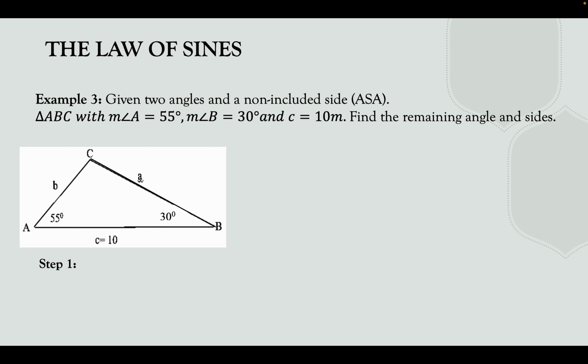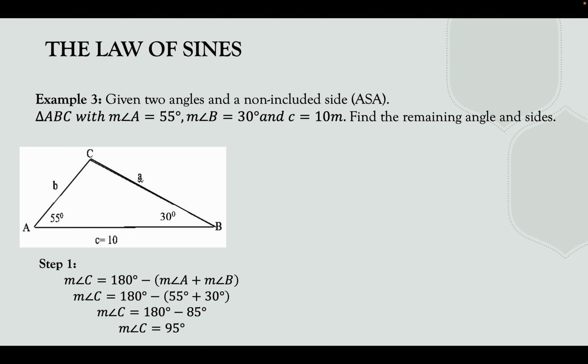So step number 1, since angle A and angle B are already given, we need to find angle C. So we have 180 degrees minus (55 degrees plus 30 degrees). So we have 85 degrees. So the measurement of angle C is 180 degrees minus 85 degrees, sorry. So the measurement of angle C is 95 degrees.